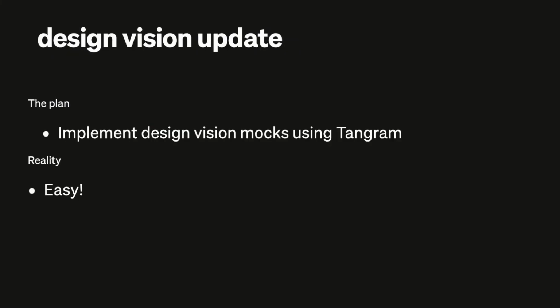So at this point, we had our base theme in place, we had dark mode, we had our custom font, and the rest was really history. Our design vision mocks at this point were as simple to implement as really just dropping in components and creating new ones within our Tangram design system, when we didn't have one that suited.